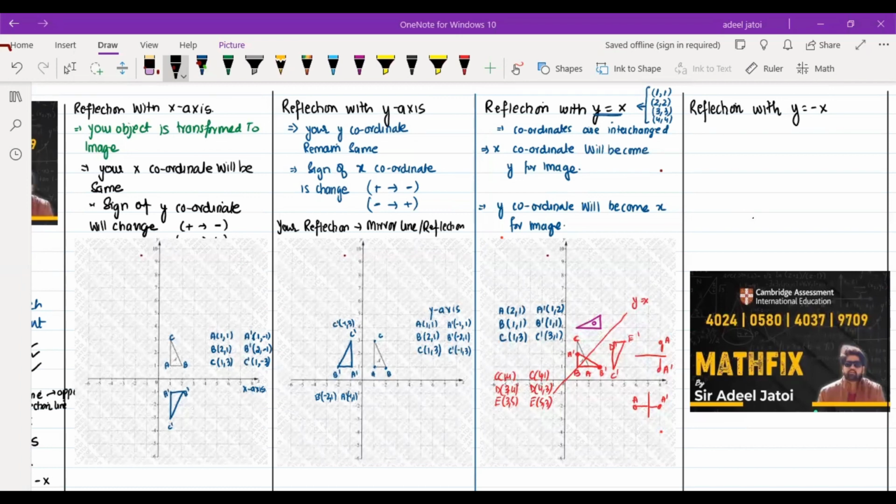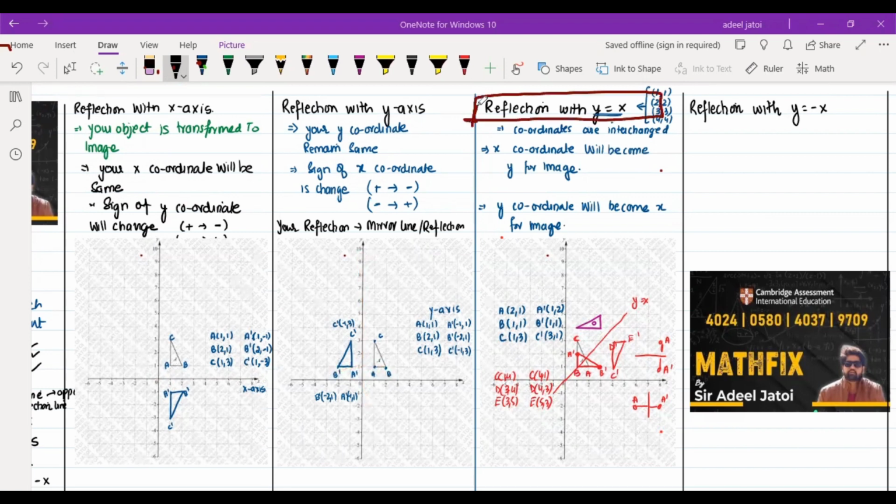Okay. Moving further with reflection with y is equal to negative x. But before that, what we have done already up till now is reflection with the x-axis. Reflection with the x-axis does what? The x coordinate will remain the same and the sign of the y coordinate will change. Remember, the distance of the object and the image is the same from the reflection line. Reflection in the y-axis, your y-coordinate is the same, but the sign of the x-coordinate is changed. The object is on the opposite side to its image.